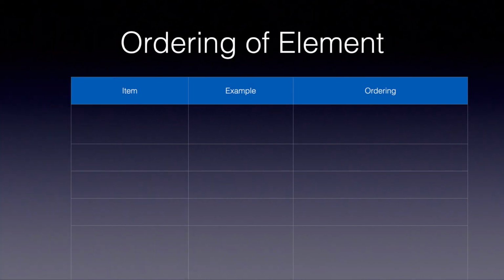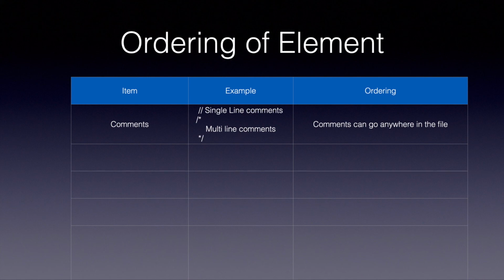In our next topic, we will discuss the ordering of the elements within a Java class. Java is not very strict with the ordering, as I mentioned previously, but still Java expects some level of ordering, which we will see here. The table that I have created has the item, and then I'll give you an example statement. Then I'll tell you the ordering of the element. Let's start with comments. Comments could be single line or multi-line, as we have seen in the previous part. Comments can go anywhere in the file. There isn't any restriction where the comments can go.